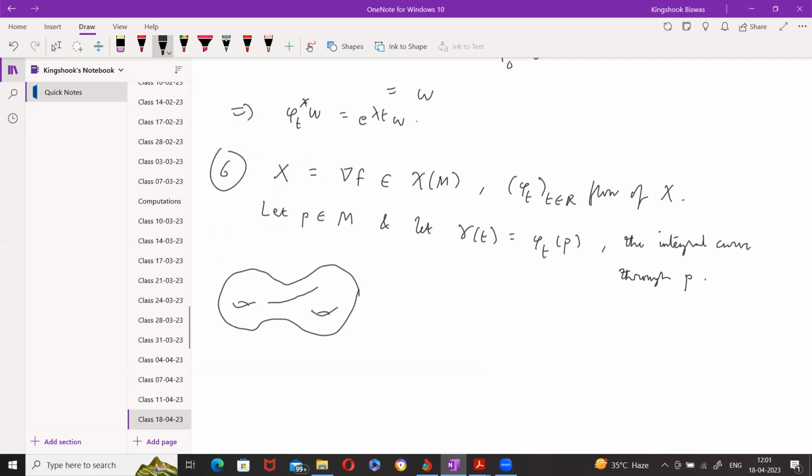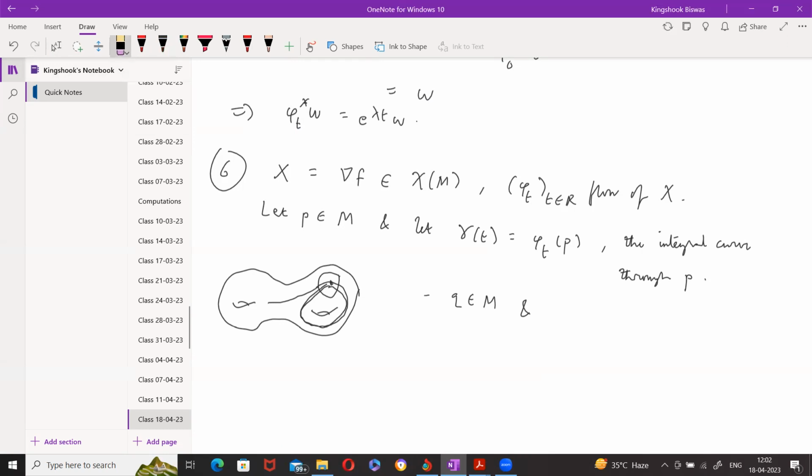Well, since we're on a compact manifold, by compactness it has to accumulate somewhere, right? So say it accumulates here. It keeps coming back to this place. Of course, it can't intersect itself, but anyway. So suppose it accumulates like this. Okay, so let me write it like this.